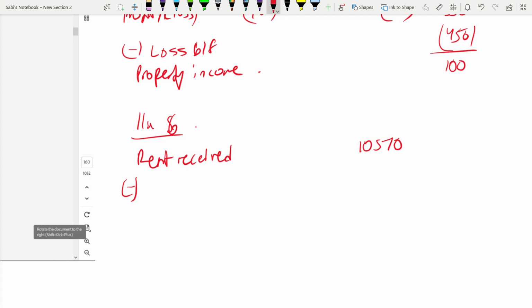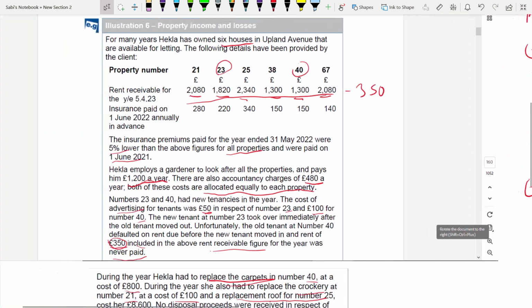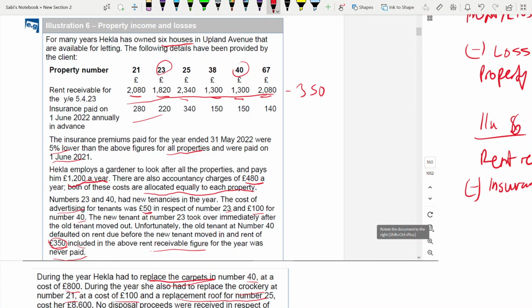Okay, now all the expenses. We'll start with insurance because that's the first one given. We have to adjust a bit for insurance. So for insurance, what do you do? Same as how we have done for rent, we'll add 280, 220, 340, 150, 150 and 140. Nothing has been said about insurance, that they have not paid or anything like that.